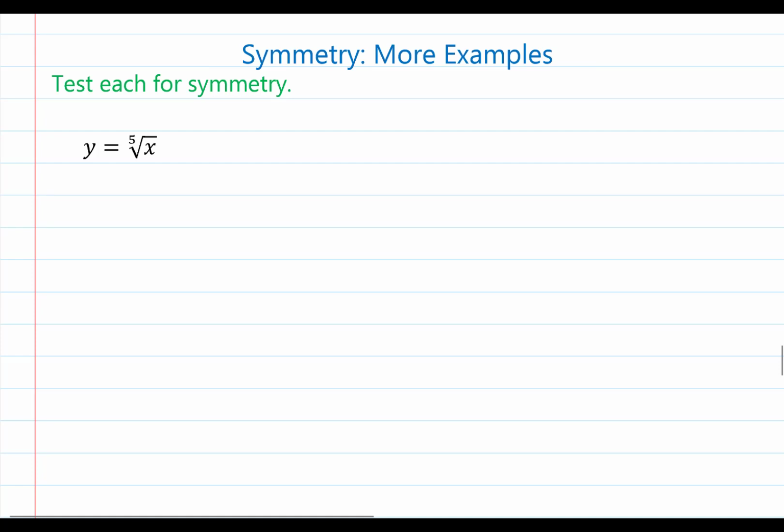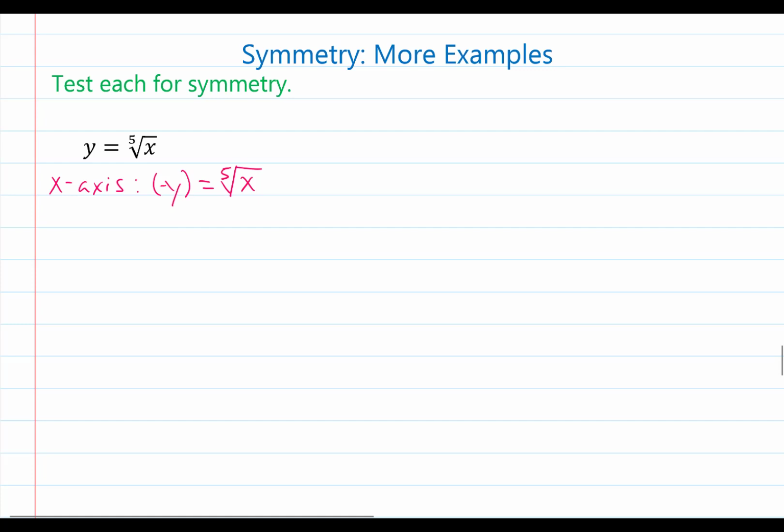Welcome back, mathematicians. In this video, let's do more examples where we are testing for symmetry. So we have an equation, y equals the fifth root of x, and let's start with testing for symmetry with respect to the x-axis. To test for symmetry with respect to the x-axis with an equation, we are going to replace y with the opposite of y and keep everything else the same. And so in this case, we have the opposite of y is equal to the fifth root of x.